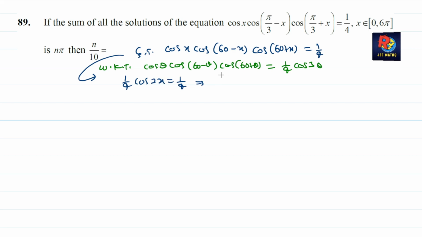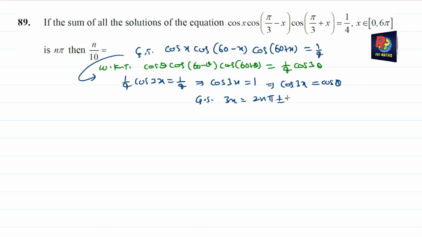From this, cos 3x equals 1. Cos 3θ equal to cos α means here you can observe this. Cos 3x equals cos 0. So the general solution is 3x equals 2nπ plus or minus 0. So x equals 2nπ by 3. Let us assume that this is equation 1.